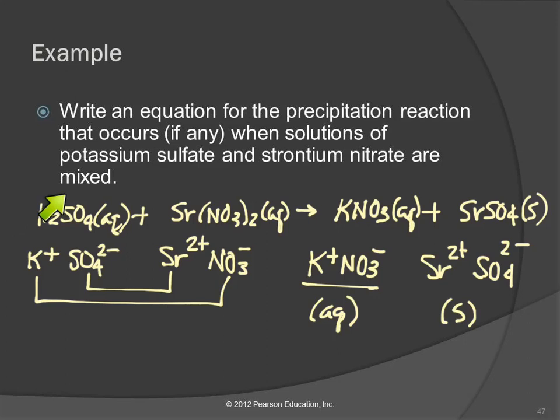On the left, 2 potassiums. Over here, there's only 1. So we need to put a 2 there. That multiplies everything after it. So now we've got 2 Ks on each side. Here's SO4, and here is SO4, 1 of each, so that's okay. Sr and Sr. How many nitrate ions? 2. How many nitrate ions over here? 2. So it's balanced. Any questions?